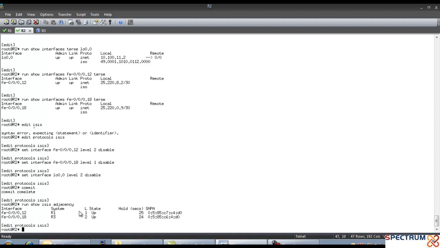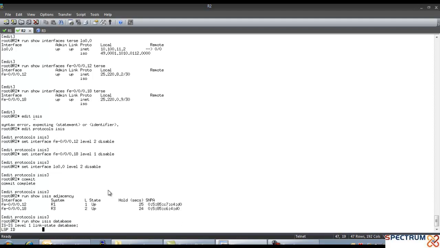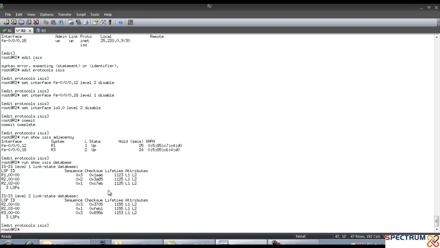The state is now up, and similarly R2 is currently forming a level 2 adjacency with R3 using interface FE0/0/0.18. So the adjacency is currently up. We can use the other command like run show IS database as well to view the database, whether the database is populated or not. So currently R2 is containing two databases, one for level 1 and one for level 2. As this router is working as a level 1 level 2 router, it contains both the level 1 and level 2 databases, and both the databases contain the entries.